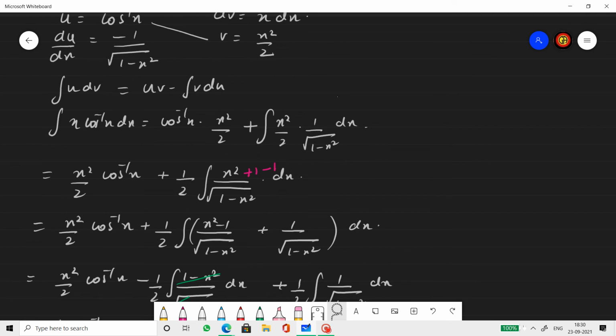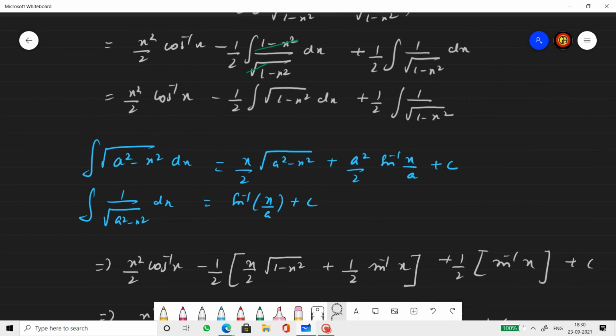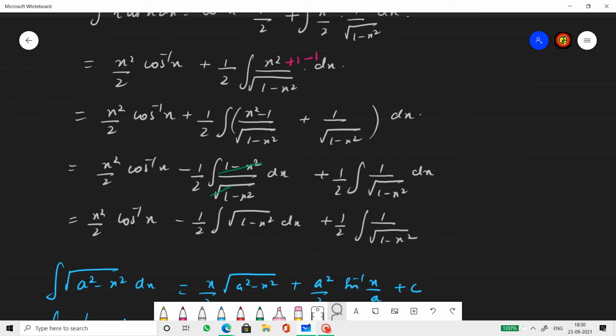Now here you will find that it is in the form of integration of x square by root over 1 minus x square. What I'm going to do here is add plus 1 and minus 1 to the numerator so that I can split the denominator. Adding plus 1 and minus 1 to the numerator, separating the term according to the denominator. So I'm grouping x square minus 1 divided by the denominator plus 1 by the denominator.